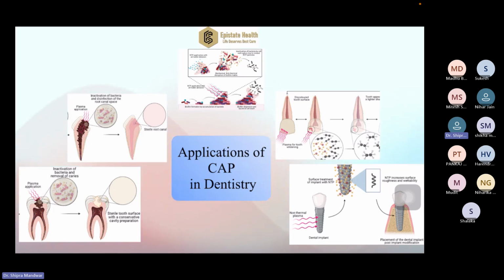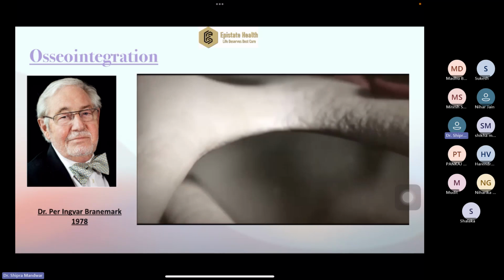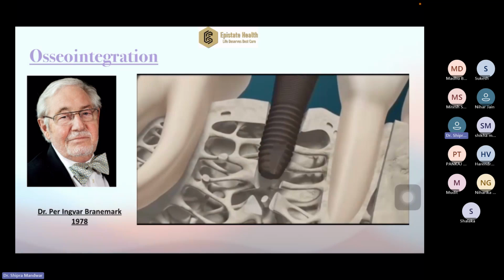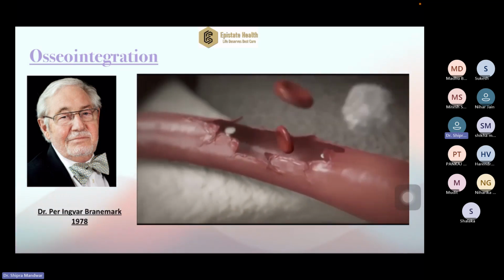But to understand this mechanism, we need to first understand the basics: how does the implant osseointegrate in the body, in the jaw, and how does the implant work. The concept of osseointegration was first introduced by Dr. Ingvar Brånemark in the year 1978. Through this video, we'll understand how an implant osseointegrates with the bone. Once the osteotomy site is prepared with the help of drills and the implant is placed, the moment this is done, the process of osseointegration starts.